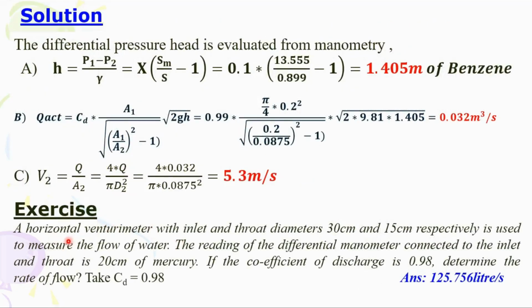As an exercise, please try this one. A horizontal venturimeter with inlet and throat diameters given is used to measure the flow of water. So water is flowing out. The reading of the differential manometer connected to the inlet and the throat is 20 centimeter of mercury. If the coefficient of discharge is 0.98, determine the rate of flow of water coming out from the venturimeter. We are using a differential manometer with mercury and this X distance. Please try this one as an exercise.